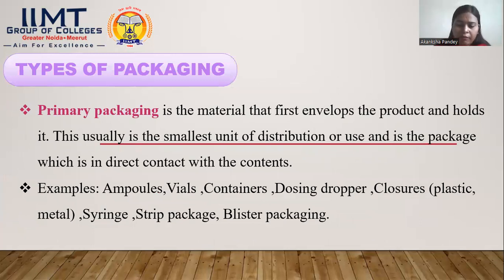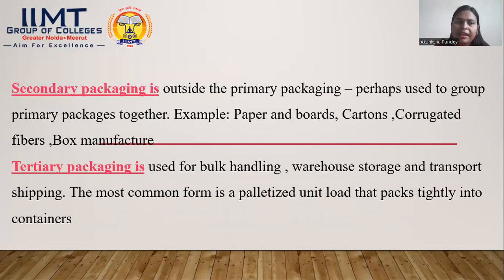Types of packaging. If we talk about the types of packaging, we have basically three types: primary packaging, secondary packaging, and tertiary packaging. The primary packaging is the first envelope that is in direct contact with the contents we are going to pack in a container. Bottles are primary packaging containers, because we fill our pharmaceutical content directly in the bottles. Then there is secondary packaging, and then tertiary packaging.